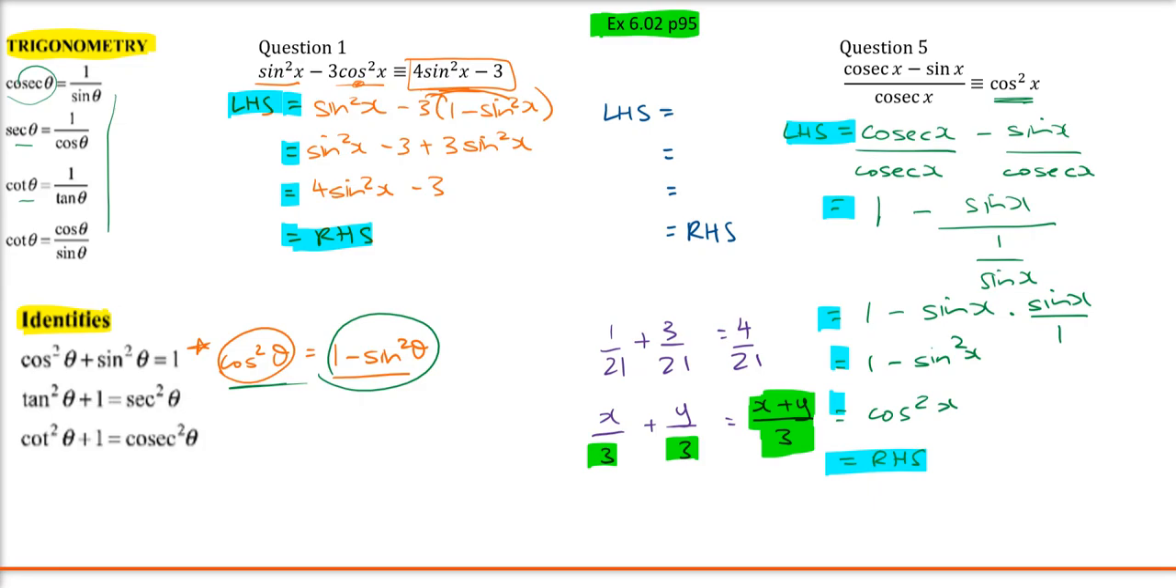Hope that's enough for you to have a crack at 6.02. If you have issues, talk to the people around you. And if you have issues, contact me on Teams and I'll give you a bit of a hand.